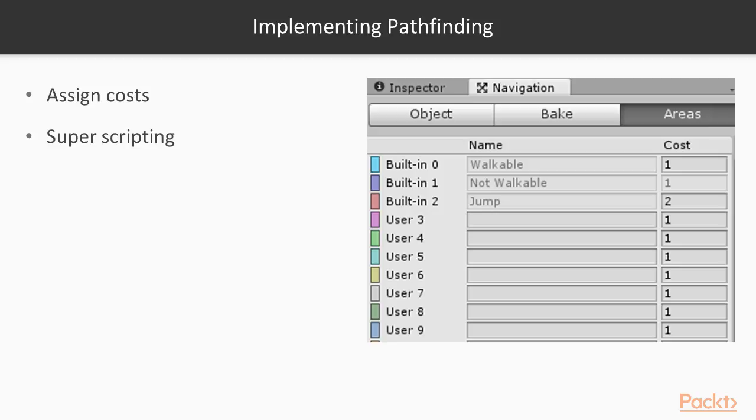Unity calculates this with advanced algorithms based on the polygons that make up your mesh. Implementing pathfinding past this stage requires scripting, which is beyond the scope of this video.